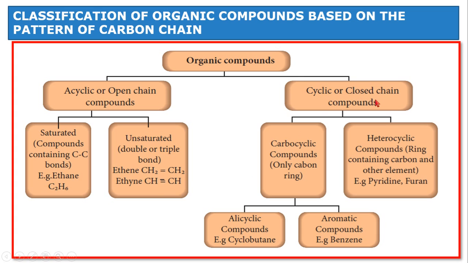And the cyclic compounds can be classified into carbocyclic compounds and heterocyclic compounds. Carbocyclic compounds contain only a carbon ring, and they can be classified into alicyclic compounds and aromatic compounds. The example of alicyclic compounds is cyclobutane. The example of aromatic compounds is benzene. And heterocyclic compounds contain carbon and other elements such as sulfur, oxygen, nitrogen, for example, pyridine, furan, etc.